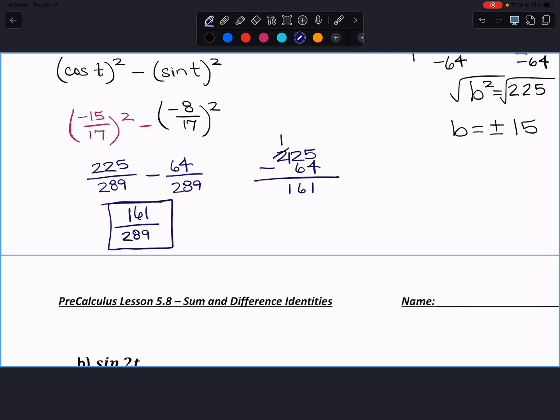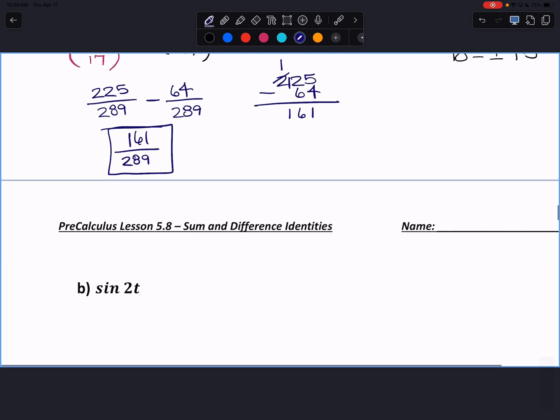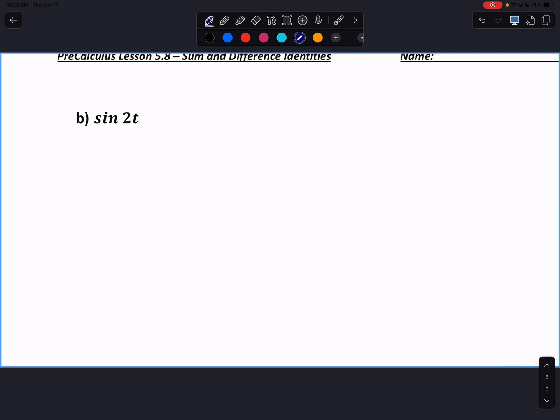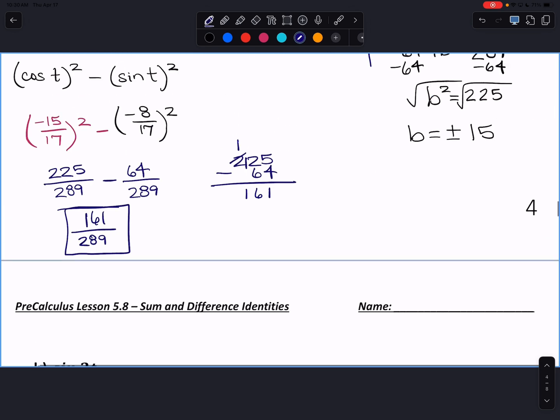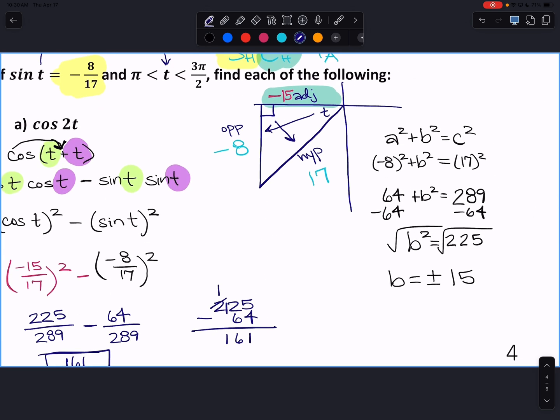Yes, or in my seat. Thank you. So 161 over 289. Questions for me? Pretty cool to see how you can apply that double angle formula, right? Any questions? No? Sure. Here's sine of 2t. So we just did cosine of 2t. You're using that same triangle, so I'm going to leave this right here for you so that you can look up and not be having to flip back and forth if that's annoying. So there you go.